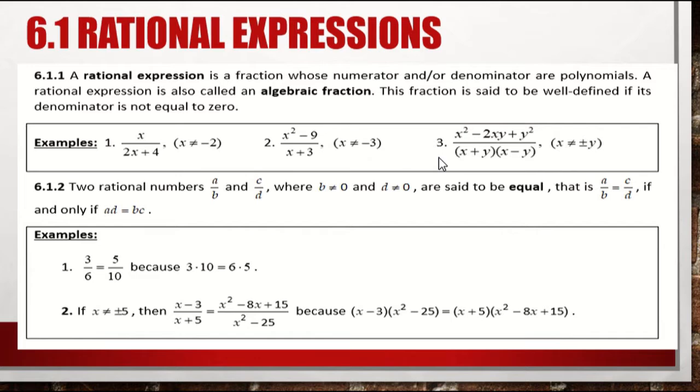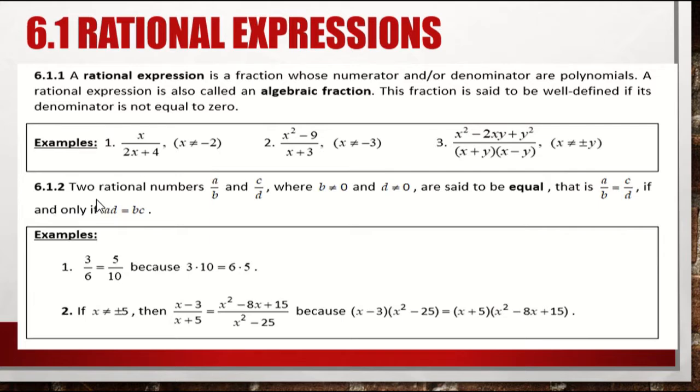Then we have example 3, x squared minus 2xy plus y squared all over x plus y quantity multiplied to x minus y. So here, dili dapat ang atong x positive or negative y. Kay kung positive y, ma-0 ni. 0 times a number is 0 man, so ma-0 ang denominator. Kung x is negative y, ma-0 pod ni. So, dapat well-defined ang fraction para matawag siya og rational expression.